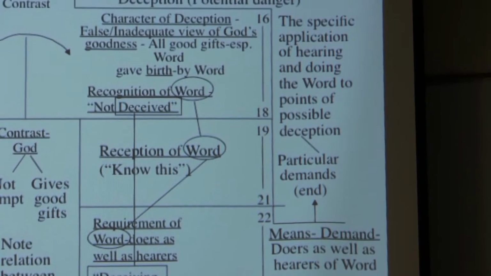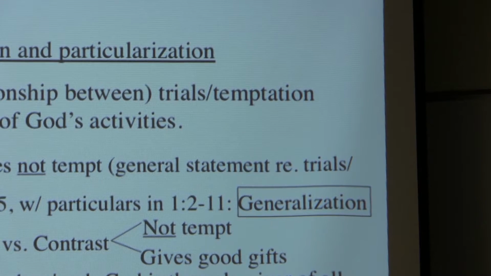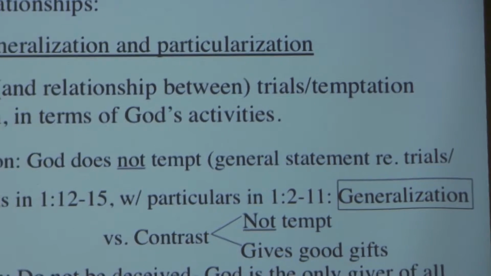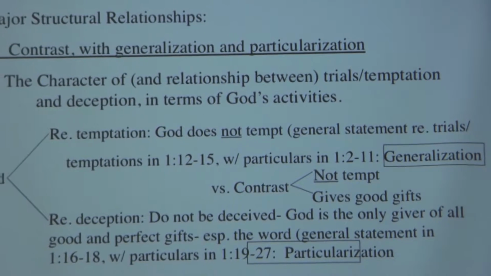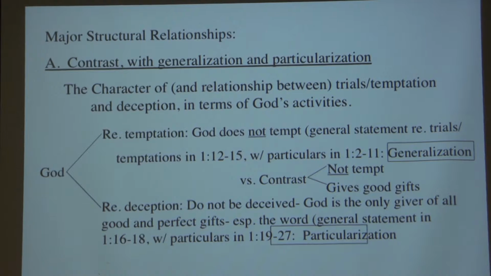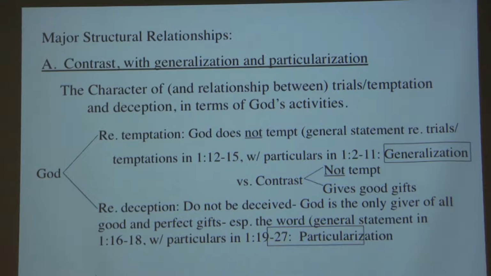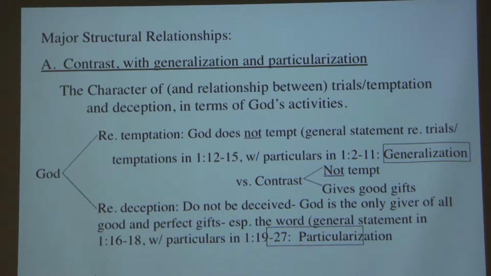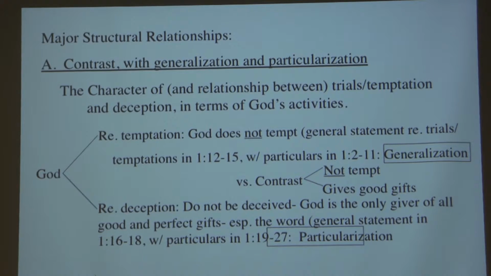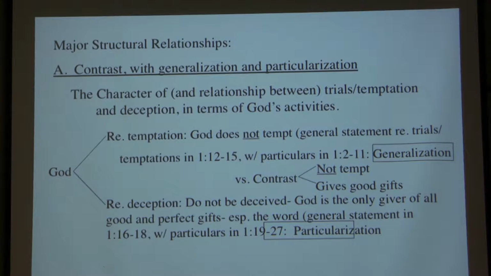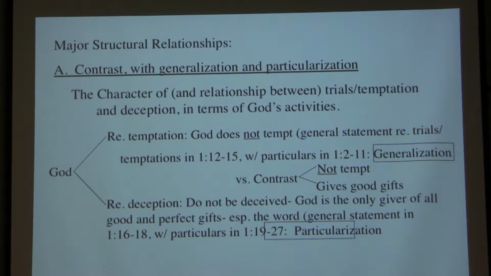Now, in terms of structure relationships, then, we have contrast with generalization and particularization. We note here the character of and relationship between trials and temptation and deception in terms of God's activities. That is to say, with regard to God, and this has to do, of course, with that great central section, verses 12 through 18, God, regarding temptation, does not tempt. This really involves a general statement regarding trials or temptations in 1:12 through 15, which is really the generalization of the particulars of verses 2 through 11.